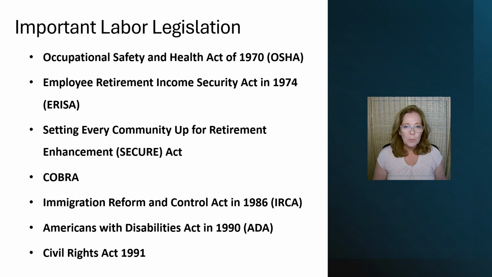The Employee Retirement Income Security Act in 1974 protects the retirement funds of employees. In 2019, the Setting Every Community Up for Retirement Enhancement, or SECURE Act, granted small employers tax incentives if they implemented an automatic retirement plan enrollment for employees.